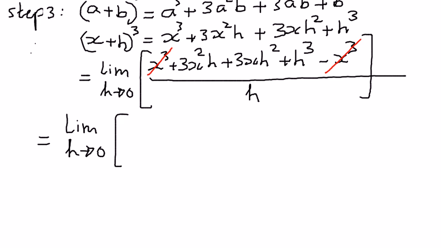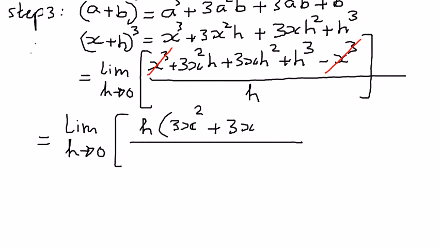We can take out h common between the remaining terms, 3x squared h plus 3x h squared plus h cubed. H is common in the numerator. So in the numerator, I'm going to write h, taking out h as common. We are left with 3x squared, since we have pulled out the h, plus 3x h plus h squared.